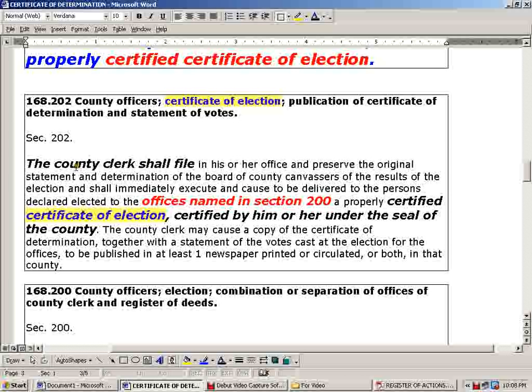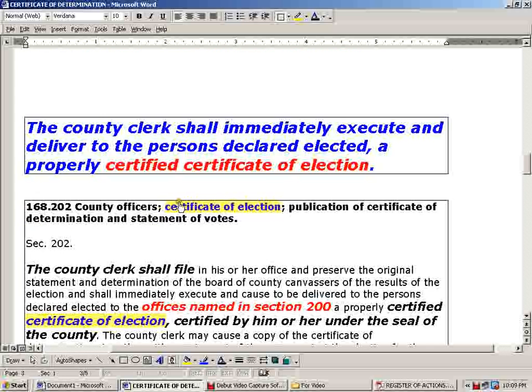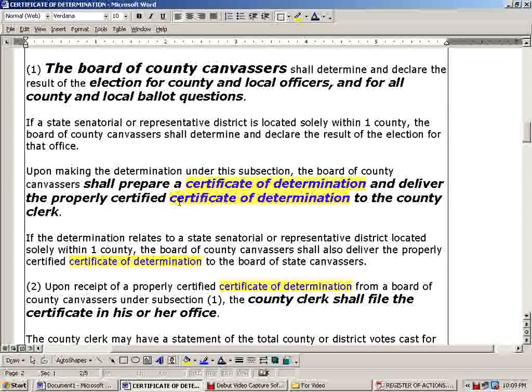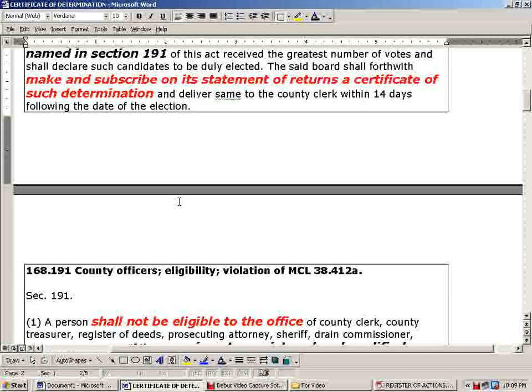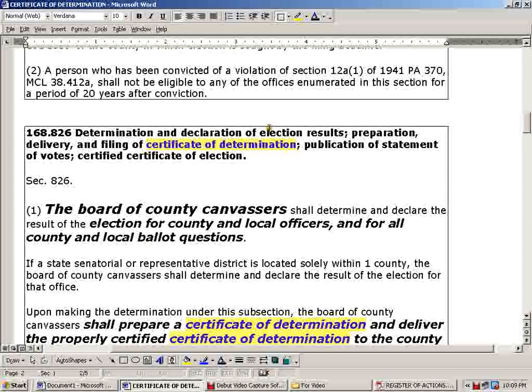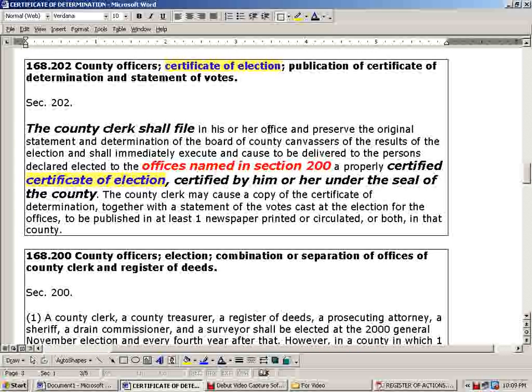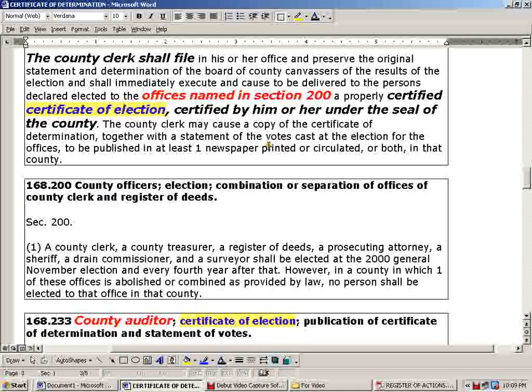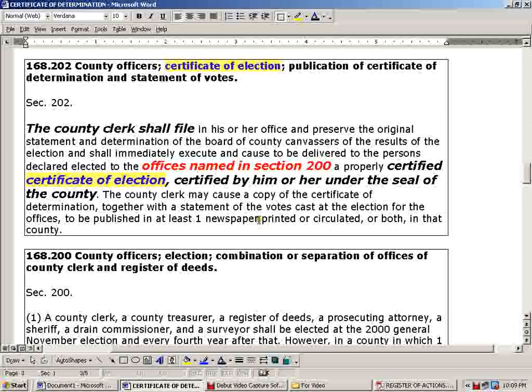Certificate of election, the county clerk shall file in his office, preserve the original statement of determination of the Board of Canvassers as a result of election, and immediately execute, cause, and deliver to persons declared elected in section 200. Where was 200 at? 191. Well, in 191 we had these people, county clerk, county treasurer, so forth. Who was it in 200? Same thing, same people. Why is that?